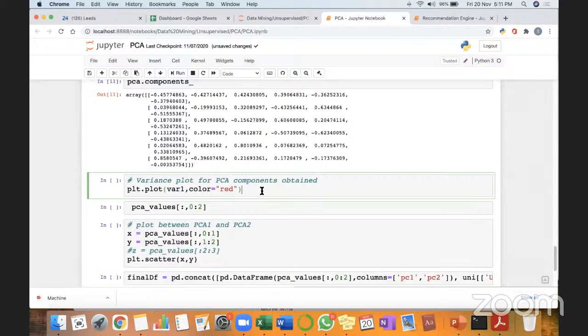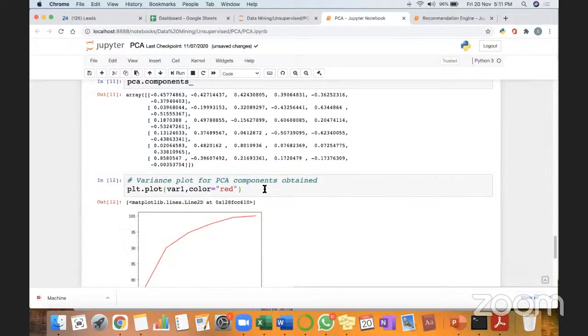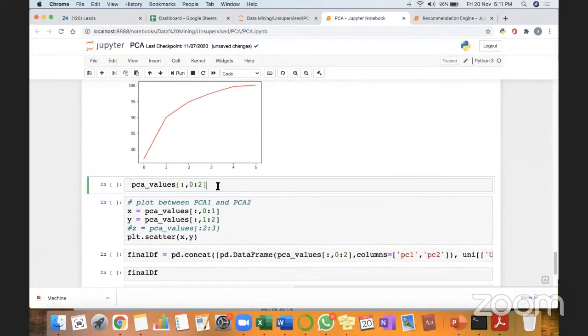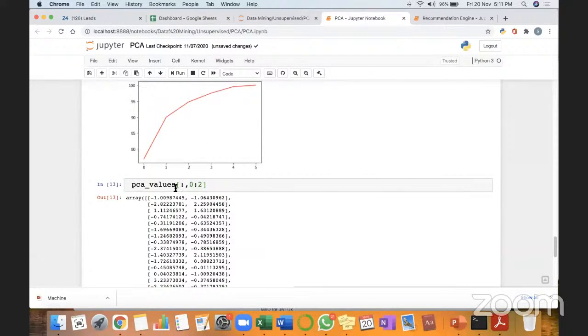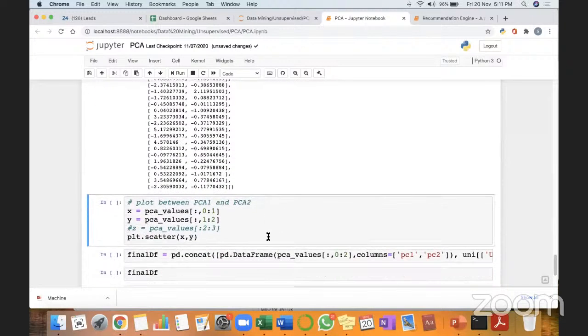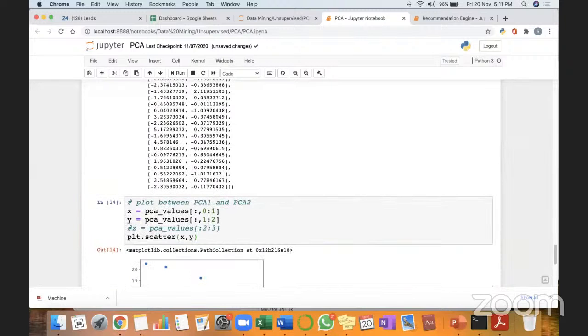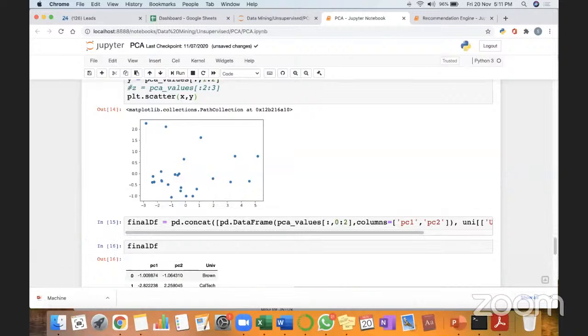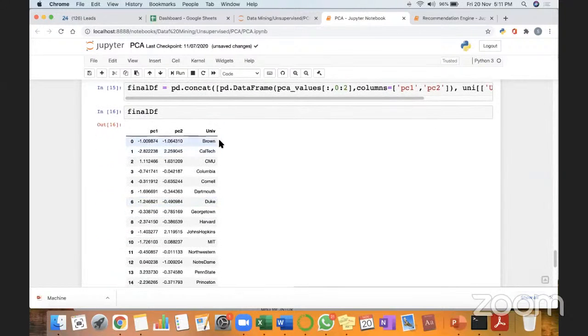Right. So let us plot these first two PCs. These are the information. Okay. And the first two PCs, these are PC1 and PC2. Now let us plot these two PCs. Right. So this is PC1 and PC2. Let us mark which universities these data points belong to. So you can see the first row is for Brown University, Caltech, CMU, like this.